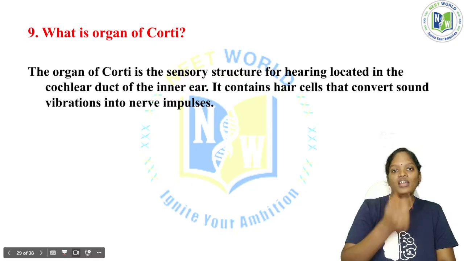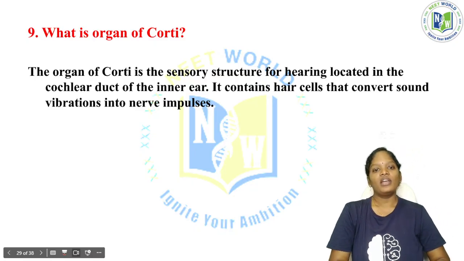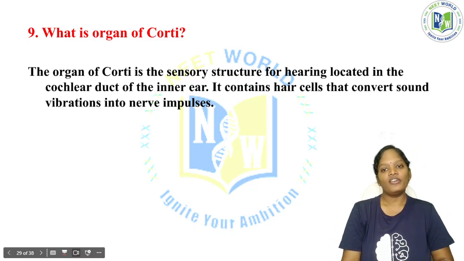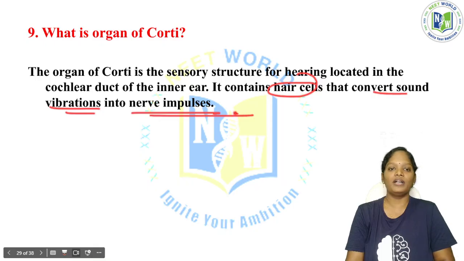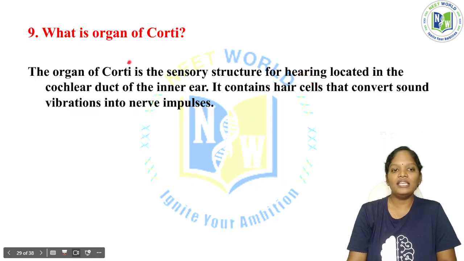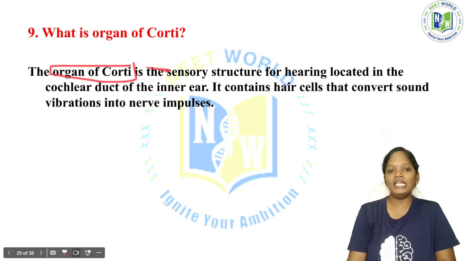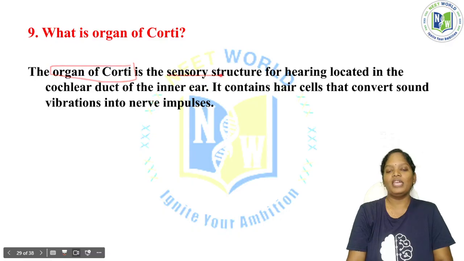Now, what is the organ of Corti? The organ of Corti is the sensory structure of hearing located in the cochlear duct of the inner ear. It contains the hair cells that convert sound vibrations into nerve impulses. See, you should know the organ of Corti is a sensory structure, which means it is a part of the ear.